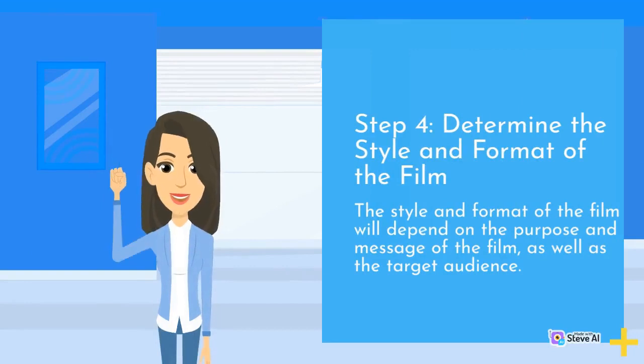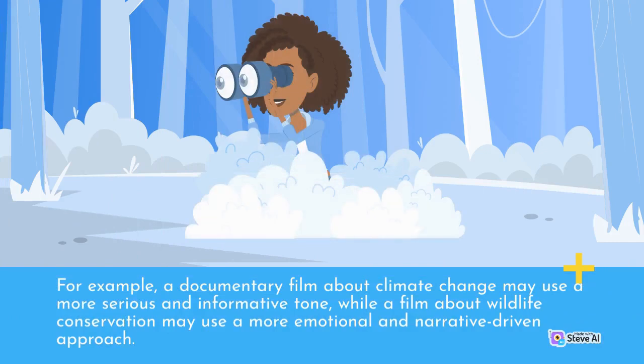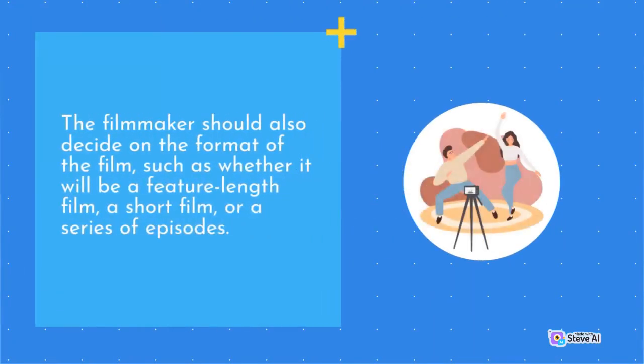Step 4. Determine the style and format of the film. The style and format of the film will depend on the purpose and message of the film, as well as the target audience. For example, a documentary film about climate change may use a more serious and informative tone, while a film about wildlife conservation may use a more emotional and narrative-driven approach. The filmmaker should also decide on the format of the film, such as whether it will be a feature-length film, a short film, or a series of episodes.